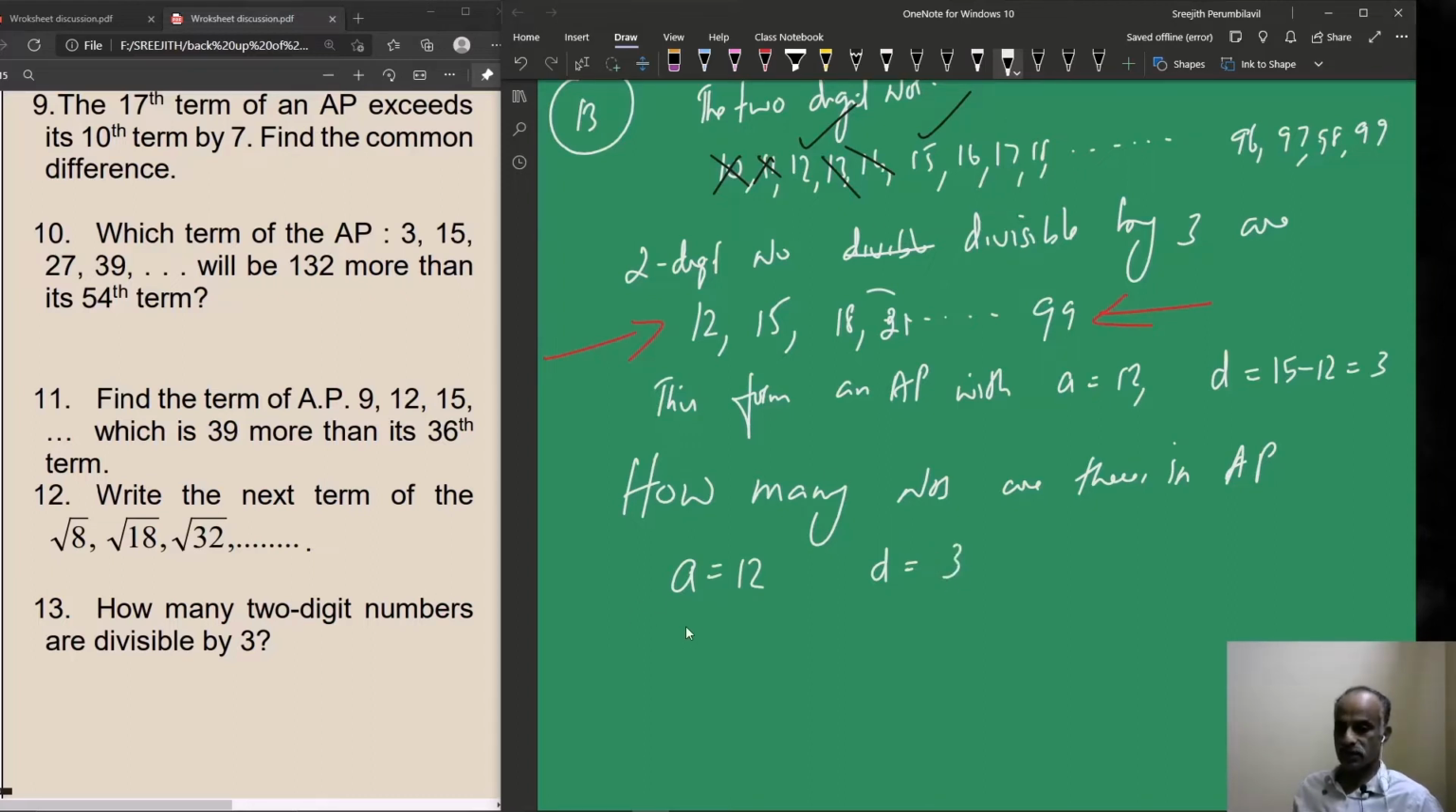How many terms? Let there be n terms. That means the nth term is what? This is the nth term, this is the 20th term, this is the 30th term, 31st term, 33rd term. We don't know. Whatever it is, I am taking it as the nth term, and then what do we have to find?